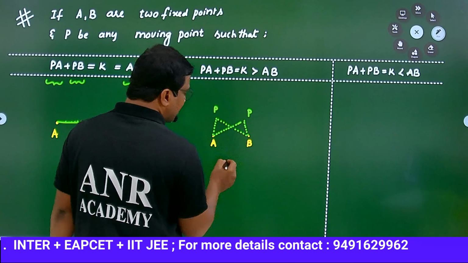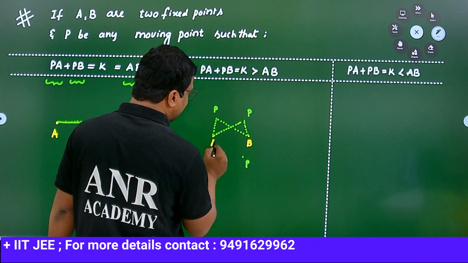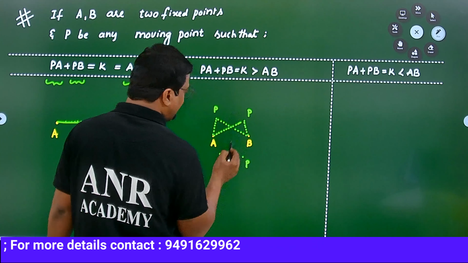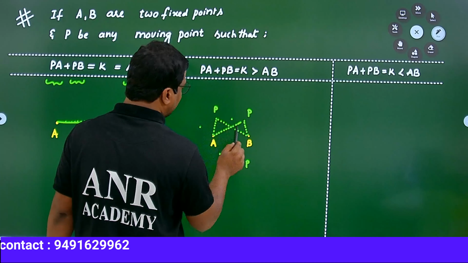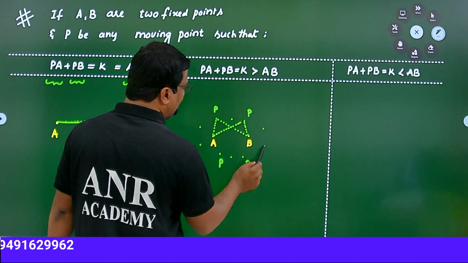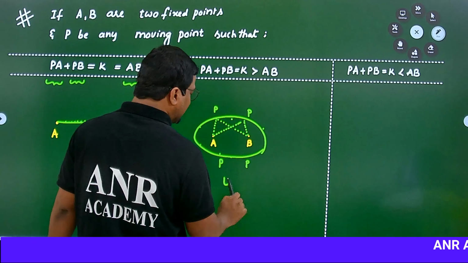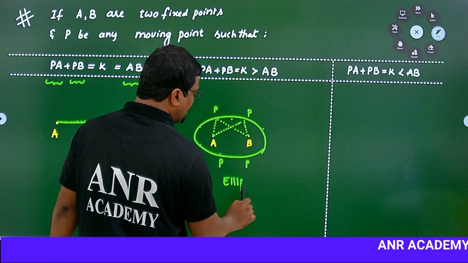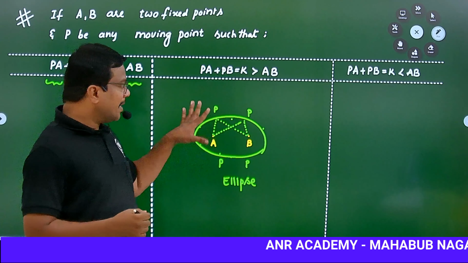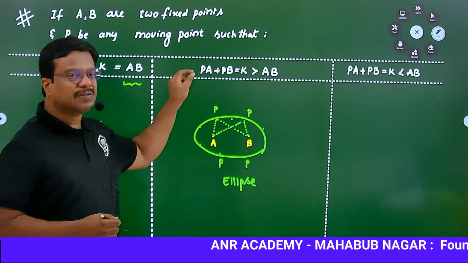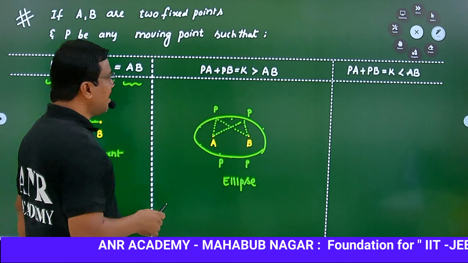Such a way that I am going to select another point P here in the downward direction and here another point, and there exist so many points which satisfies the condition, and joining all the points of P, then you will get elliptical shape figure. This is locus of given condition. So in this case, when PA plus PB is more than AB, here the locus is ellipse, remember.